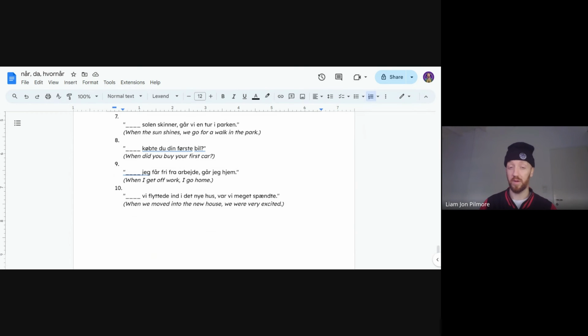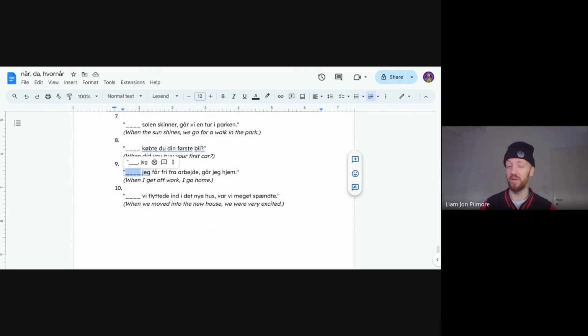Hvornår jeg får fri fra arbejde, går jeg hjem. When I get off work, I go home. Or I'll walk home. Something like that. Could mean both. The other verbs in this sentence are in present tense. So når is our one for present. Når jeg får fri. When I get off work. Nummer 10.